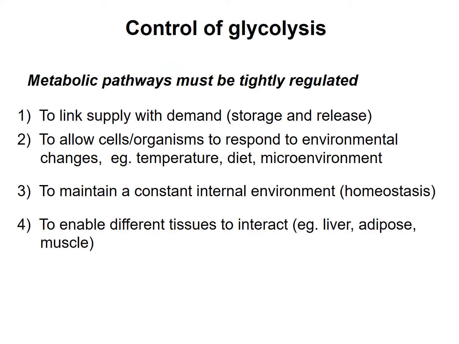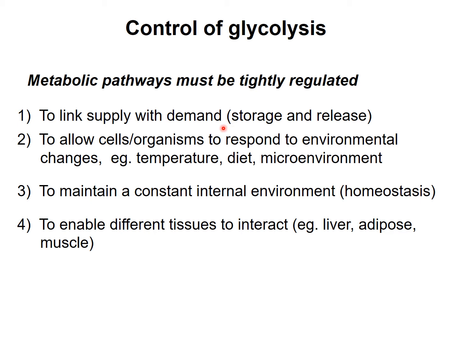Likewise, our metabolic pathways such as glycolysis must also be tightly regulated. The first reason to do that is to make sure that the supply of ATP is linked with demand. For example, your body will produce more ATP when you're having a very hectic physical exercise. And for certain mammals that undergo hibernation, the rate of metabolism could be reduced by half to conserve energy.